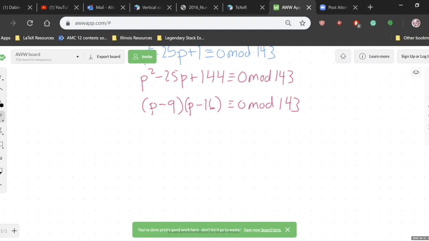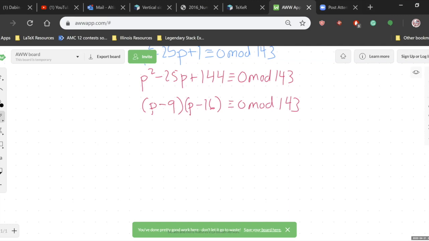So look at this, David, in simple words, we're looking for a prime p such that p minus 9 times p minus 16 is divisible by 11 and is divisible by 13, right? Yes. So that split it into two cases. There are 4 cases.